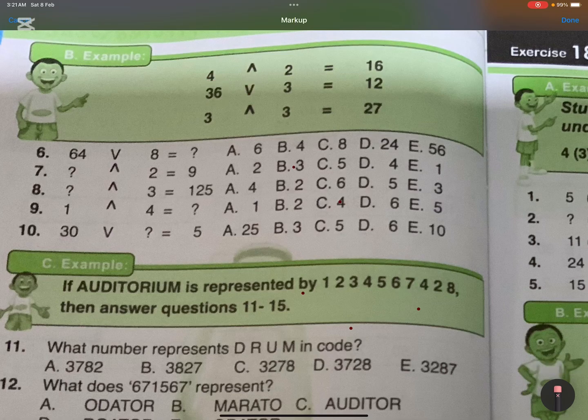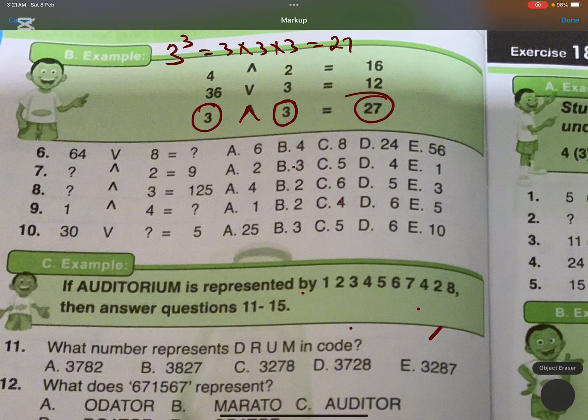Now, if the sign faces down again, it will be this number raised to power this number. 3 raised to power 3 is the same as 3 times 3 times 3. That simply means multiply 3 by itself 3 times, and that's 27. And that's it. So let's go to the questions.